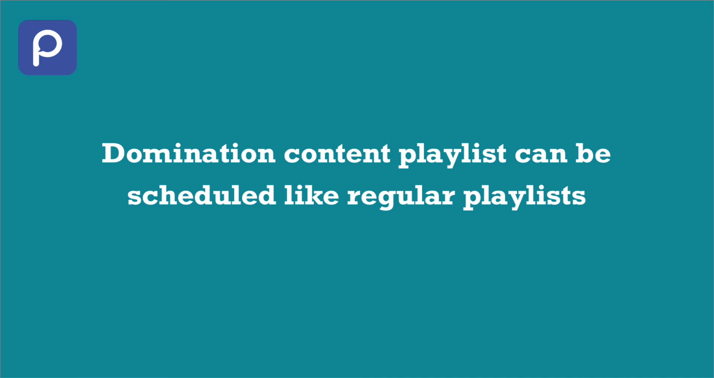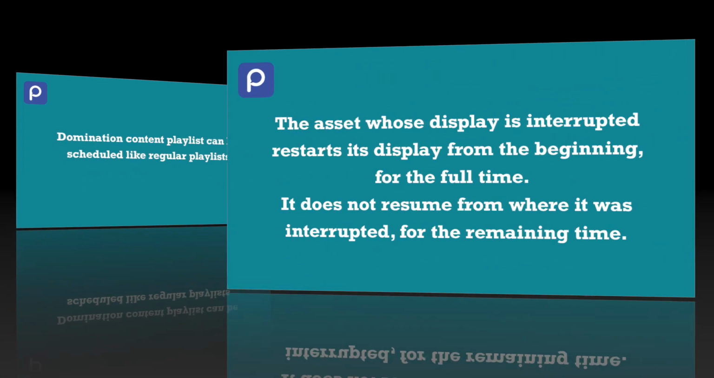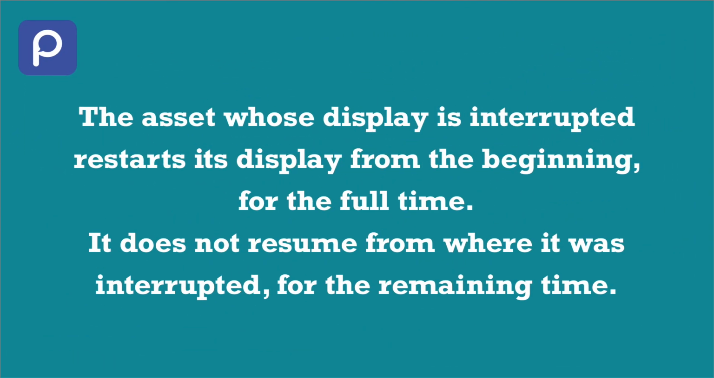Now some additional information about domination content playlists. These playlists can be scheduled just like regular playlists with all the options available for scheduling same as that of regular playlist. Secondly, once the domination content playlist completes its display, the regular playlist resumes its display beginning with the asset whose display was interrupted. Here, the asset whose running was interrupted will again be displayed for the whole length of specified asset time, not just the remaining time after the time of interruption.